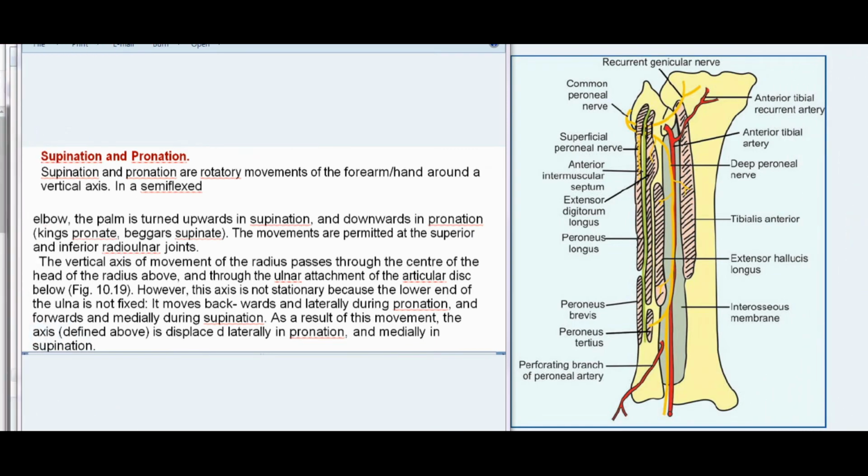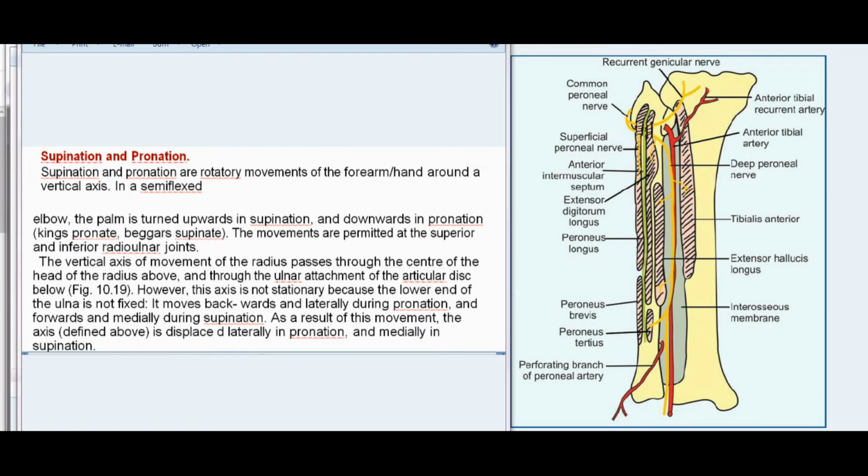Supination and pronation. Supination and pronation are rotatory movements of the forearm/hand around a vertical axis. In a semi-flexed elbow, the palm is turned upwards in supination, and downwards in pronation. King's pronate, beggar's supinate. The movements are permitted at the superior and inferior radio-ulnar joints.